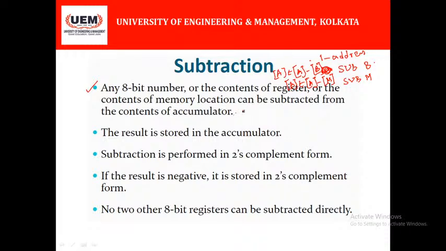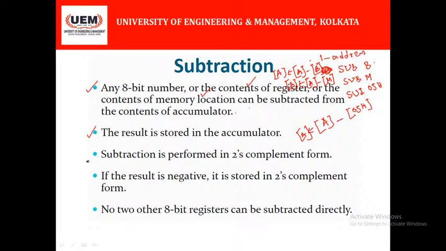In the case of SUB B, the content of register B is subtracted from the accumulator. In the case of SUB M, the contents of memory location M can be subtracted from the contents of the accumulator, or it may be possible that 8-bit data can be subtracted. So SUI 05H. In that case, the data which is given directly is subtracted from the content of the accumulator, and the result is stored in the accumulator register.